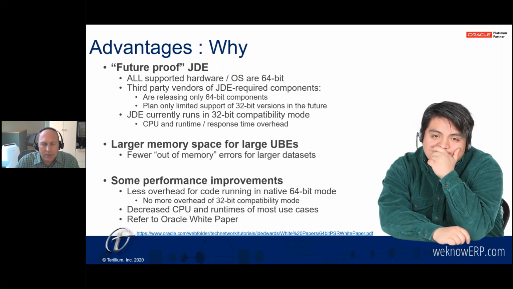There will be some, it will get rid of that overhead that you have with CPU and runtime. One of the big pluses, you'll have a lot more memory space. Currently, when you run a UBE, it is only allowed to use 2 gigs of memory, and you may get an out-of-memory error if you cross that. Now with 64-bit, it can grow exponentially larger. In lots of cases for big processing, that's great.